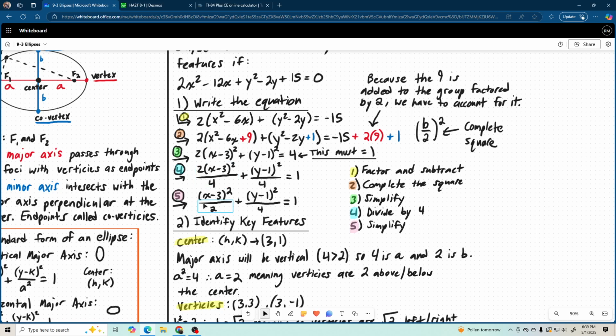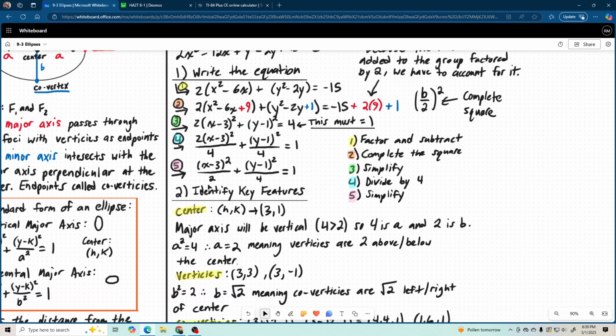So the final result is (x minus 3) squared over 2 plus (y minus 1) squared over 4 equals 1. Okay, so this is our formula, right? This is what we're looking for. Now we can use this formula to solve for our key features.